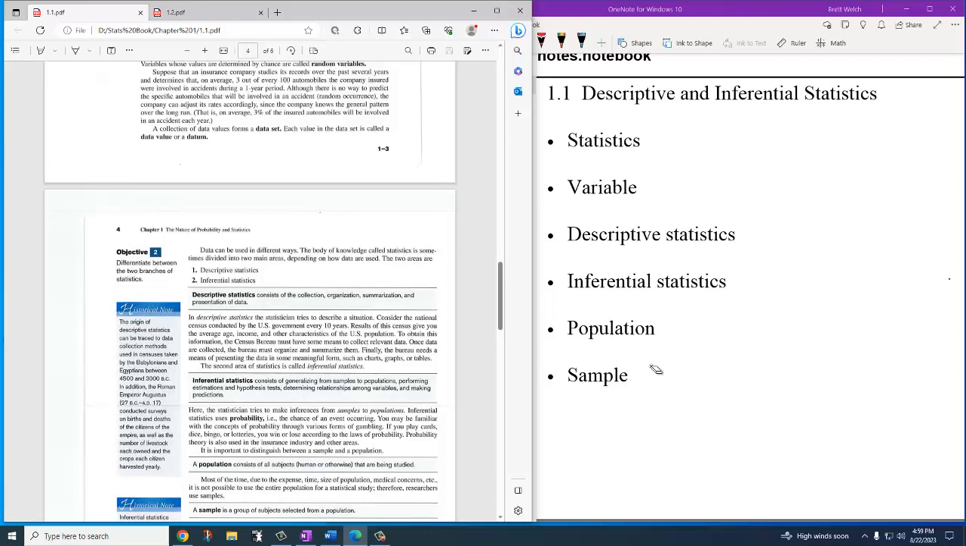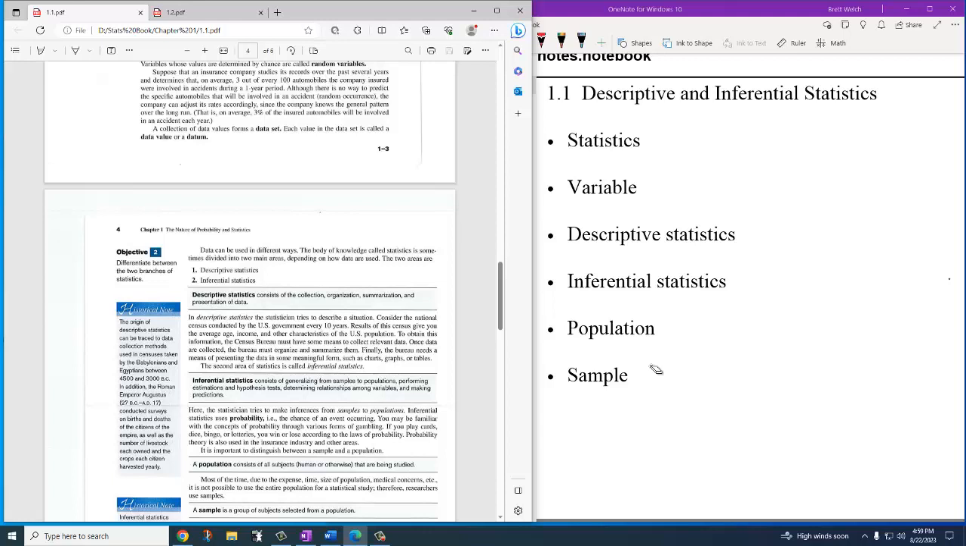And making predictions. Here the statistician tries to make inferences from samples to populations, using things like probability, or the chance of an event occurring. These are the kinds of things where we make predictions and projections. It's no longer just looking at the data saying, what does the data say? Inferential statistics goes a step further, and we try to make assumptions based on what we see. A population, you heard that term, population and sample.